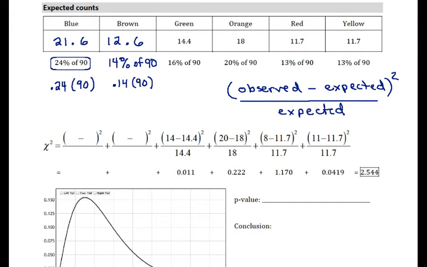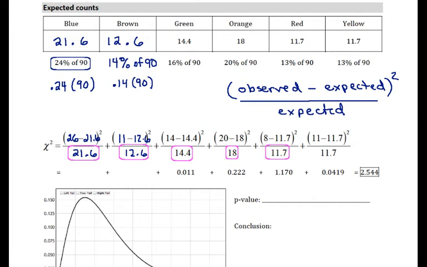My observed count for blue was 26. My expected count was 21.6. And then here in the denominator I also have 21.6. My observed count for brown was 11. My expected count is 12.6, and in the denominator I have that expected count of 12.6. Notice that unlike the first time we used this formula, our denominators now aren't all the same, so it's not as obvious which one is going to make the largest contribution to chi-square. It's not necessarily the one that's furthest away. We can see that having a smaller expected count is going to result in a larger overall value.